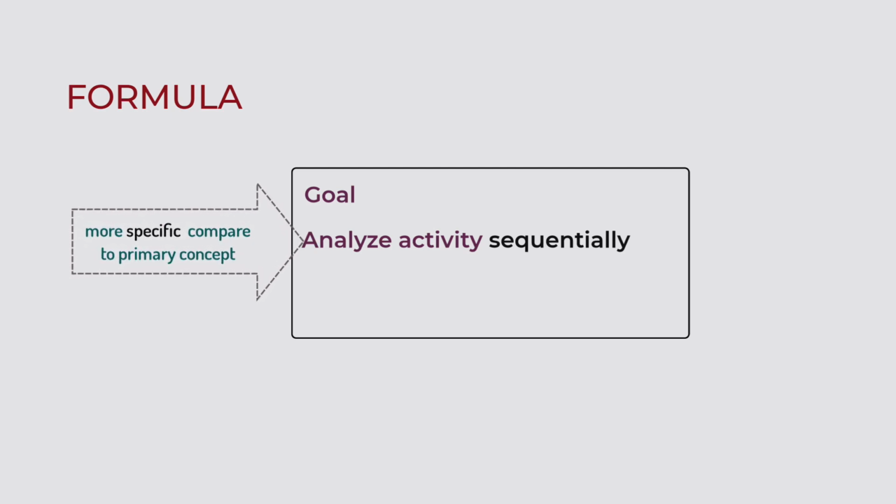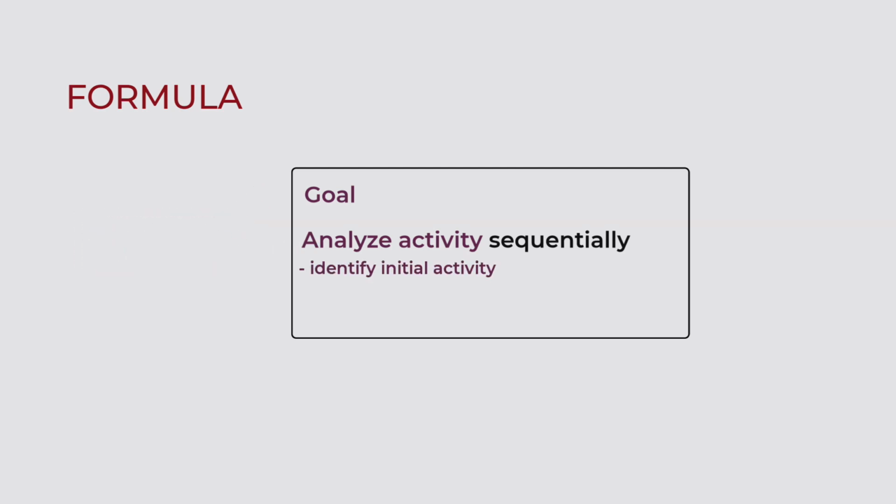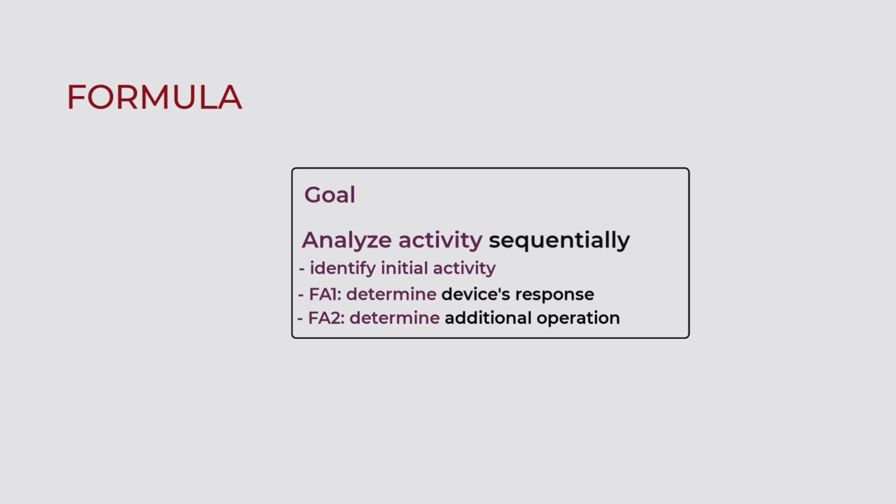I will provide a guide on analyzing activities in sequence. First, identify the initial activity, which can be either operational or functional. Once the initial activity is determined, the next step is to identify what follows. To analyze this systematically, I introduce 2 formulas. Formula FA1. Consider how the device responds to the previous activity. For example, if the previous activity involves a user operating the device, analyze how the device reacts. If there is no response from the device, proceed to the next formula.